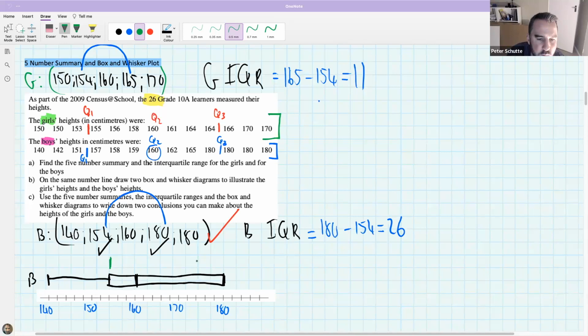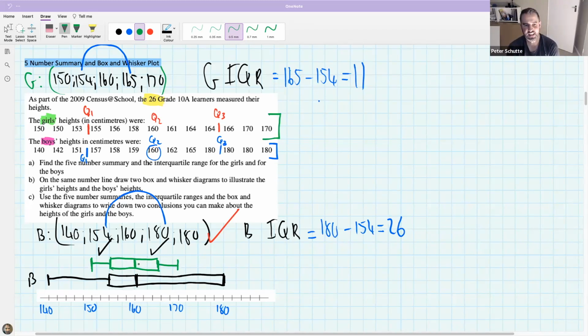All right, 154, 165 would be, was that 161, 164, so 165 would be there. So that's going to be for girls, that's the interquartile range or the box. And 160 is going to be there. And then it will have whiskers going up, so 170. And then it will have whisker going down like that, which is 150.